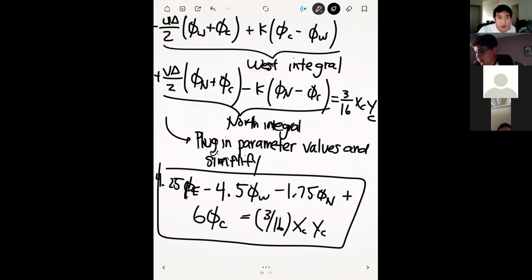So you can just plug in the neighboring values for 2 and 3, and then that'll give you 2 more equations. All right. Any final questions on this?